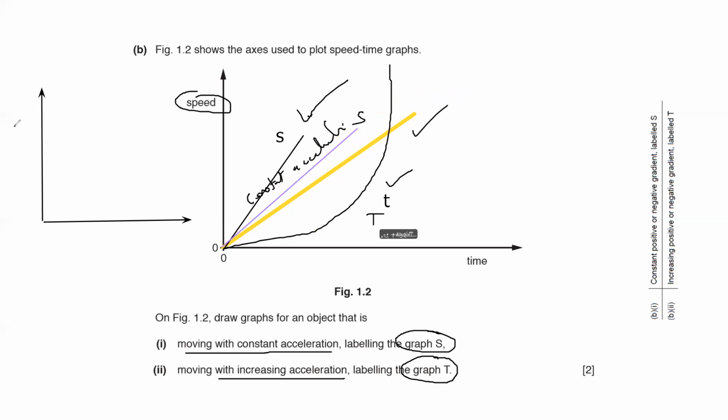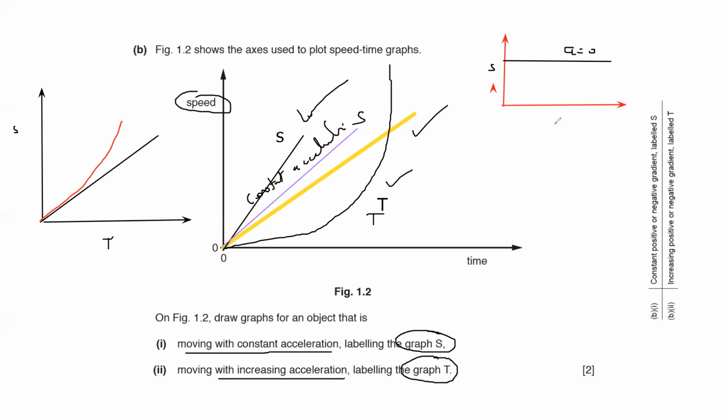So when it's a speed time graph for constant acceleration, it will be a straight line, and for increasing acceleration, the slope should increase. When you draw a horizontal line, it shows that the speed is constant or acceleration is zero. That is for a speed time graph, because if speed does not change, it means the acceleration will be zero.